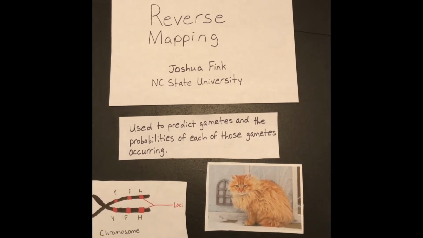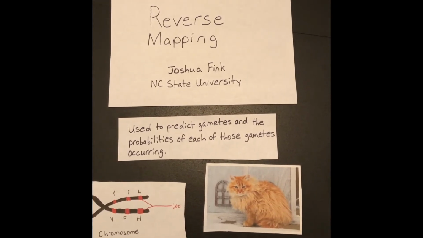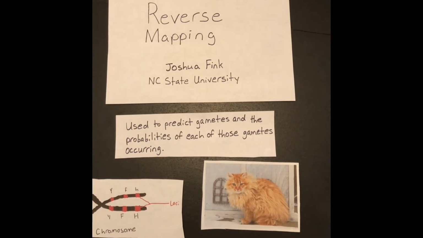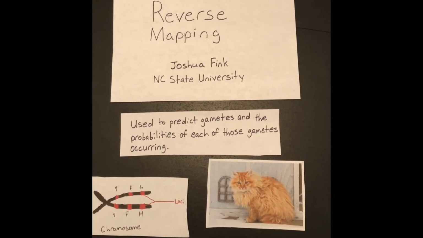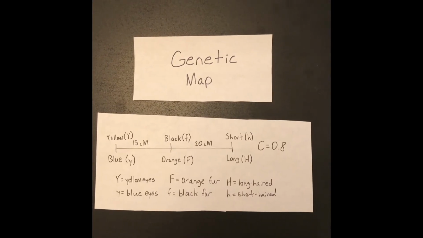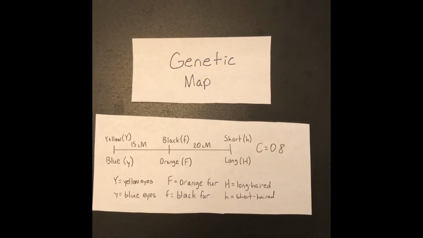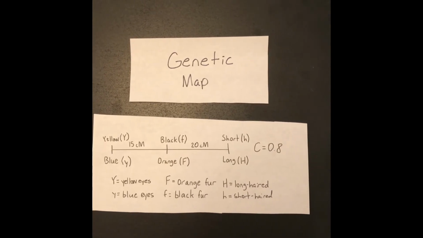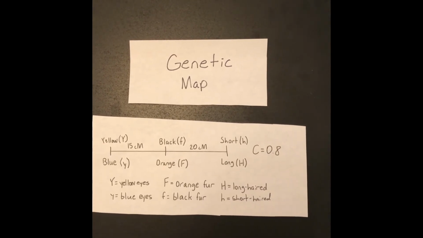In this demonstration, we will be looking at a heterozygous individual that has a chromosome with 3 linked loci, each with 2 alleles. I will be using cats as an example. First step in reverse mapping is to look at a genetic map of the heterozygous cat. You can tell that the cat is heterozygous in the map since we have 2 different alleles in each of the 3 loci, yellow eyes at the top and blue eyes at the bottom.